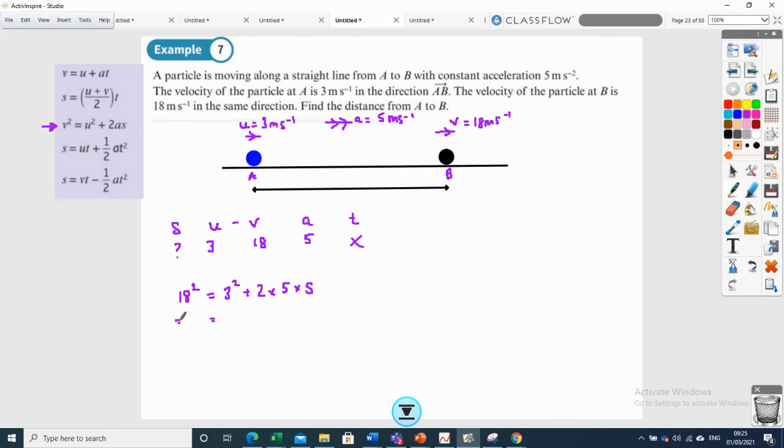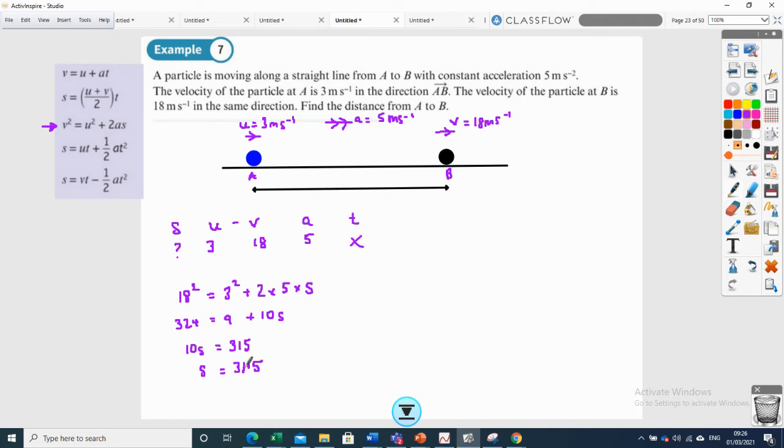Work some of this stuff out. 324 equals 9 plus 10S. Just going to rearrange it a bit. So we've got 10S is equal to 324 minus 9. So S is equal to 31.5.